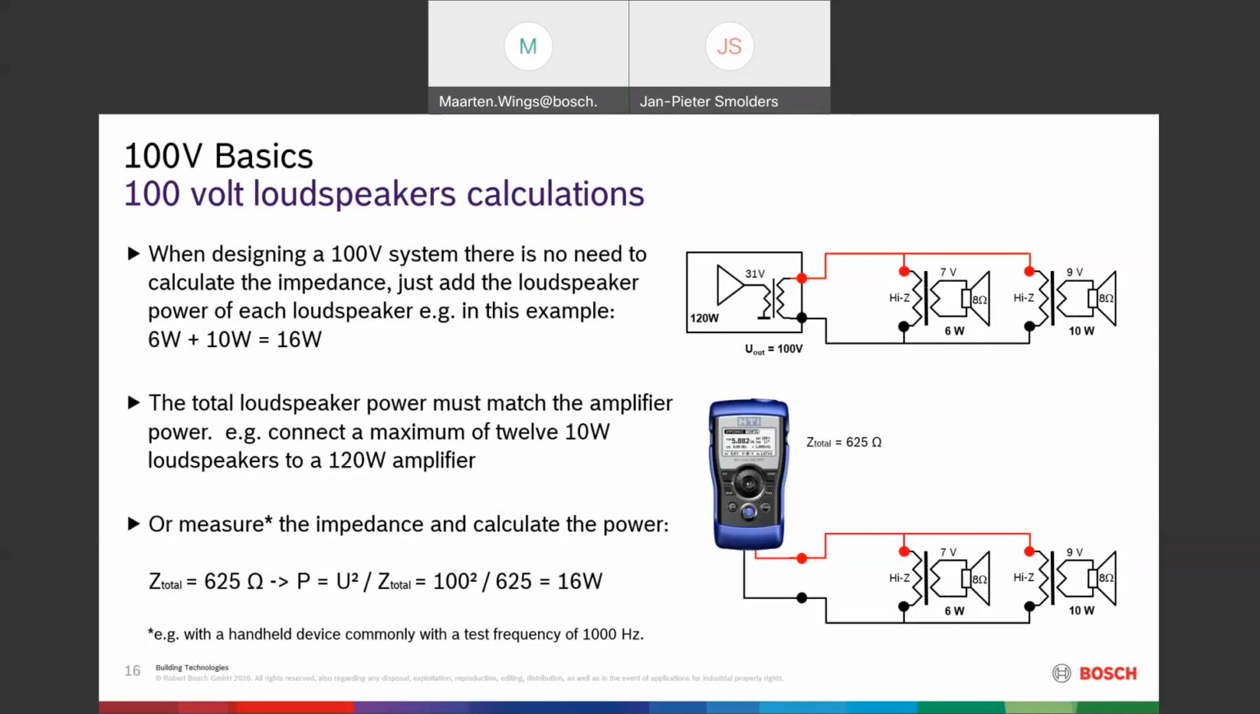So that is easy. If you measure 625 ohm on this loudspeaker line, you can use the same equations, the power calculations. You know that it's 100 volt squared divided by this 625 ohm. Then you know it's 16 watt connected to this loudspeaker line. So that's really convenient. If you have an existing building, and you don't know what the actual load is, just use a measurement device like this.